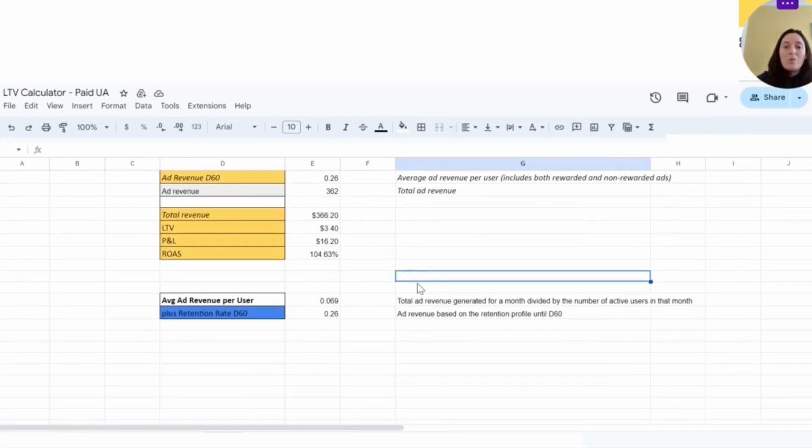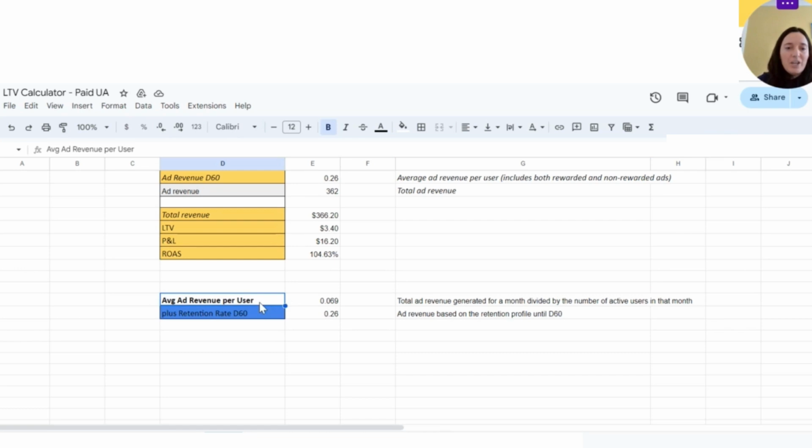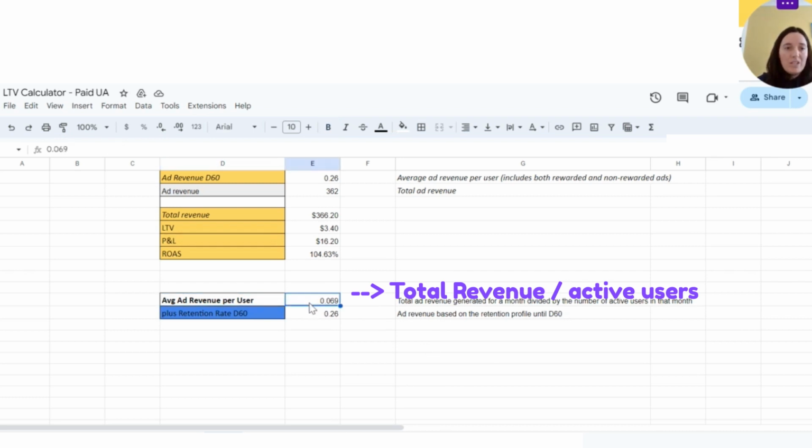So as mentioned, in our real example, we will be calculating the ad revenue of a mobile game we have. In this case, we took the total amount of ad revenue from our last 30 days, and we divided it by the total number of active users, and this is the output. Then we have to add this output into our retention profile.